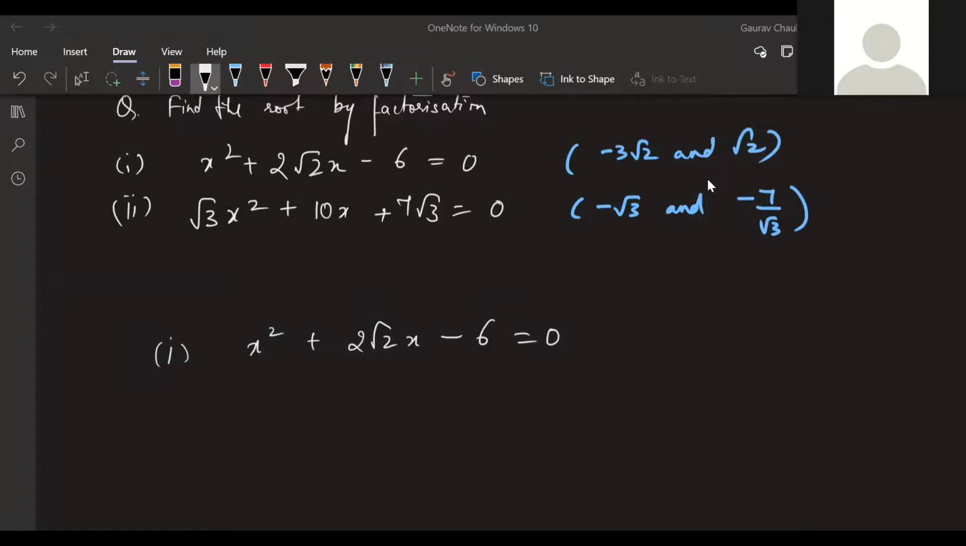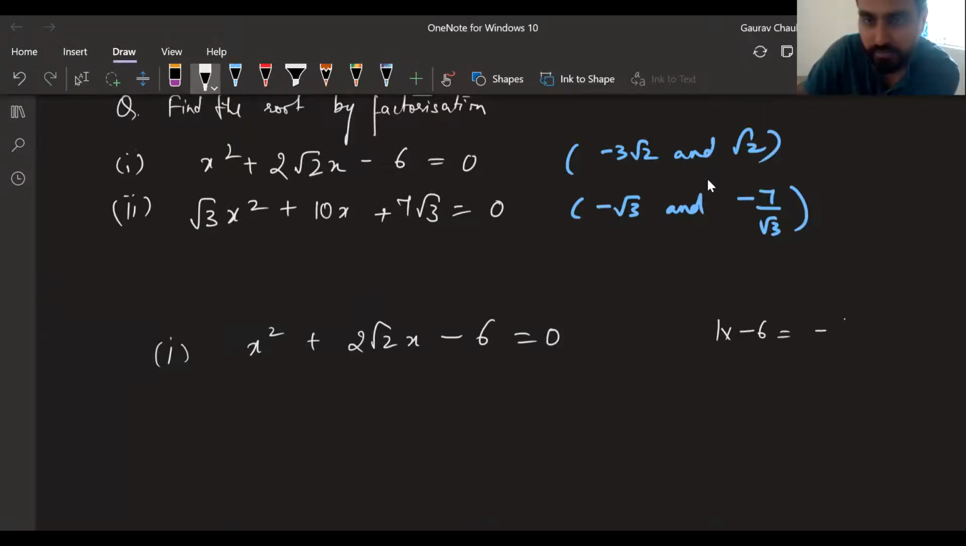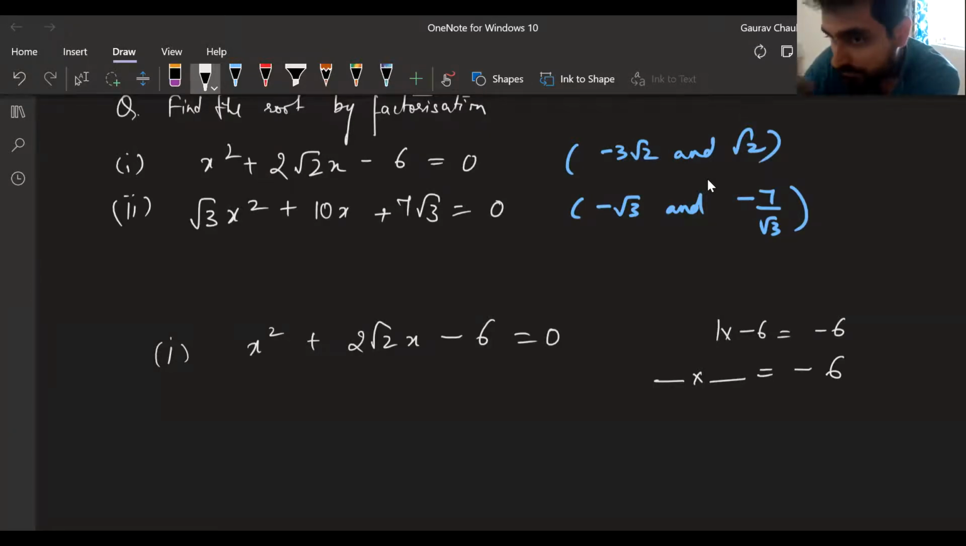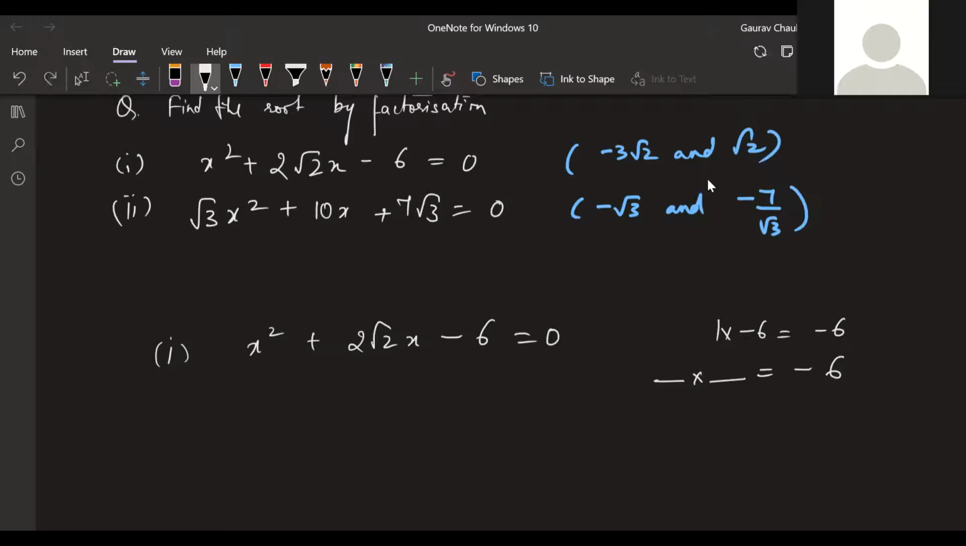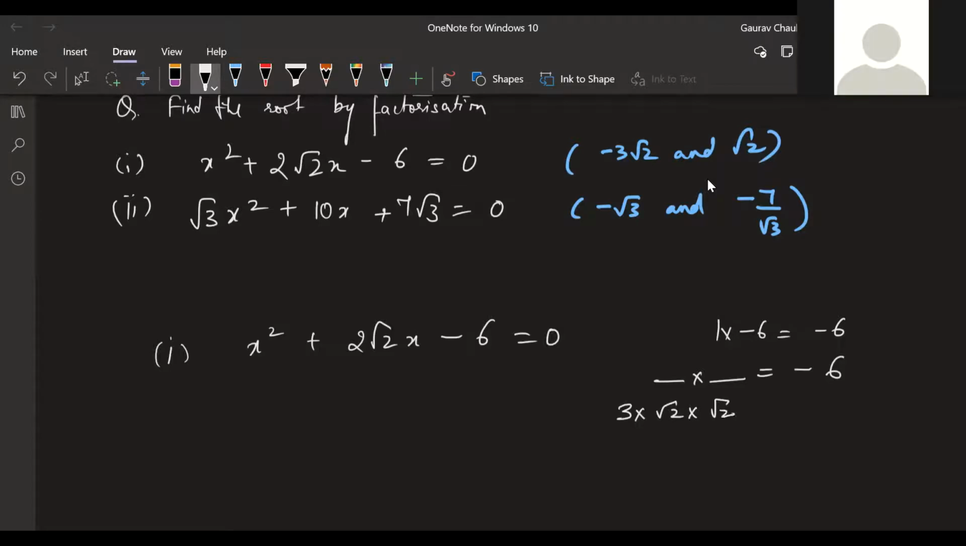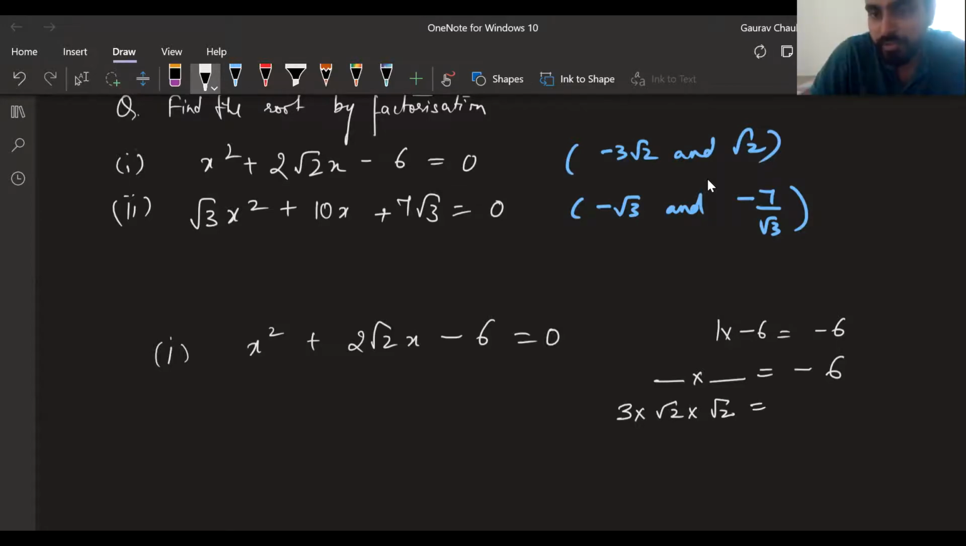Sir, 1 into minus 6 is minus 6, sir. And we need to find something into something that will give us minus 6, because the middle term is plus. Okay, you're saying one of these you will put minus, correct? Yes, sir. If I do 3 into root 2 into root 2, sir, it will give me 3 into 2, which is 6, sir. 3 into root 2 into root 2 is giving me 6.